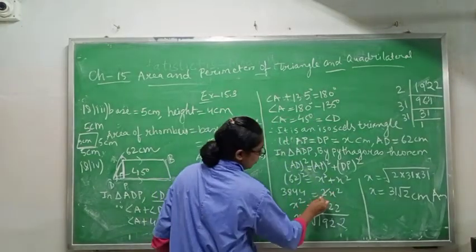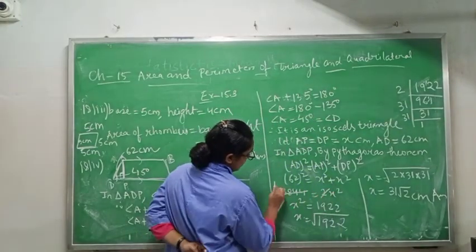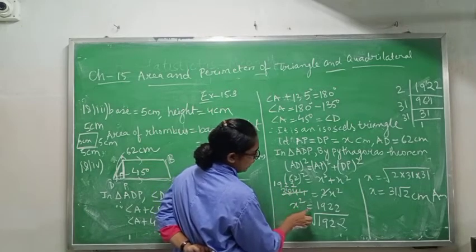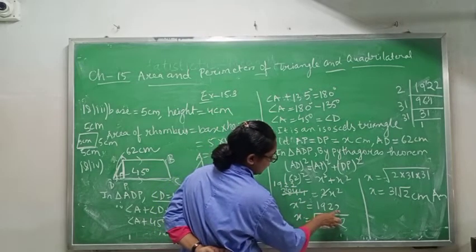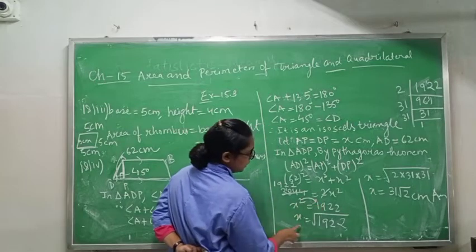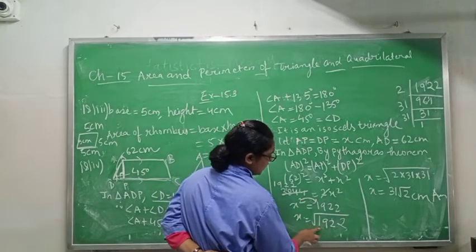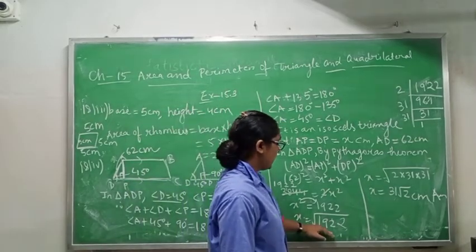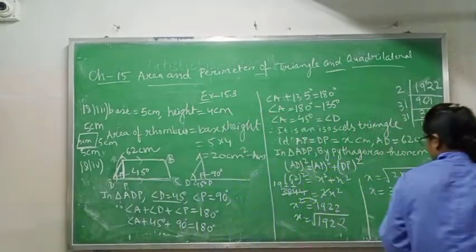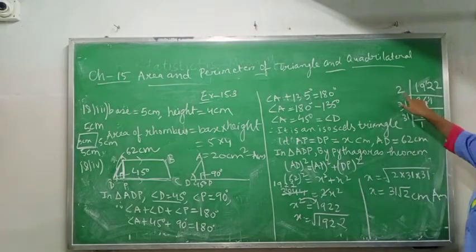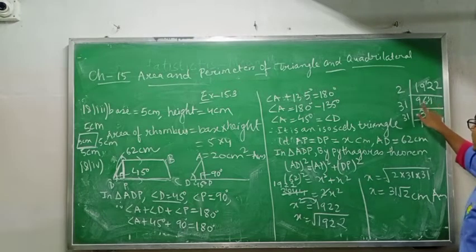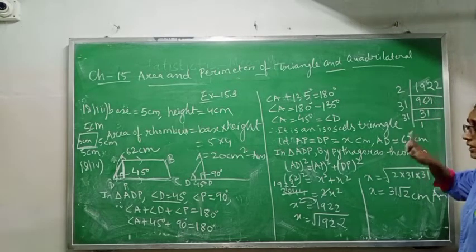Now cancel this one. 2 ones are 2. 2 nines are 18. 2 twos are 4. 2 twos are 4. So x square you are getting 1922. Now this square will come here, it will become root x equals root over 1922. Now take LCM of 1922, I have taken here. 2 9s are 18, 2 6s are 12, 2 1s are 2. Now it is coming 961. 961 will only come in the 31 table.